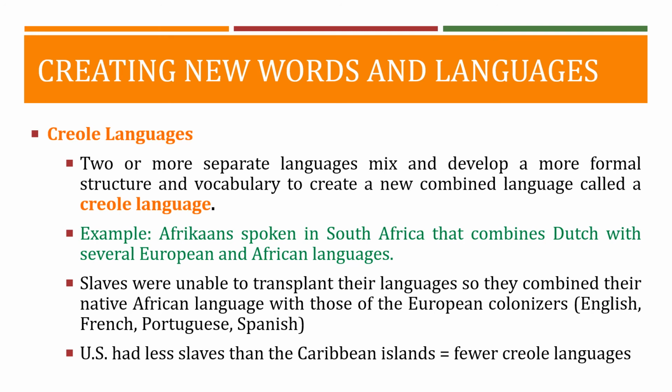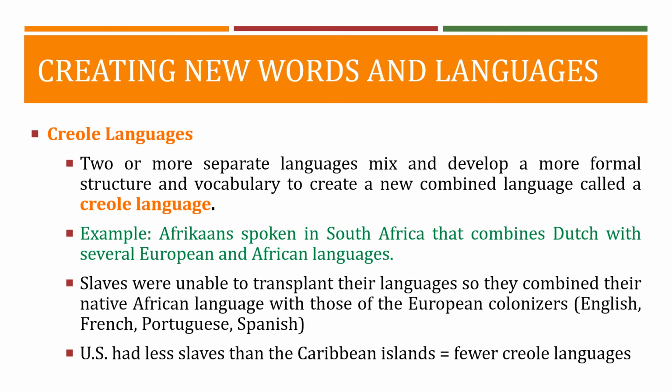So two or more separate languages that mix together to create basically a new language. That's what a creole is. An example of this would be the Afrikaans spoken in South Africa, which is a combination of Dutch with several other European and African languages all mixed together.